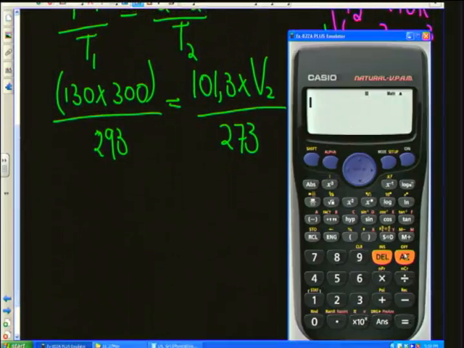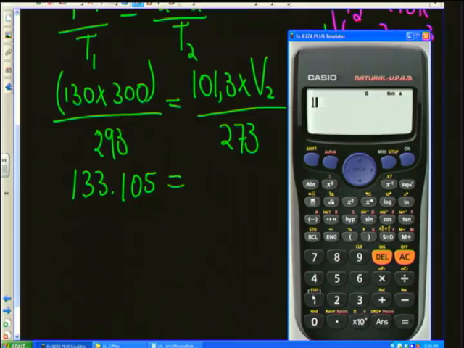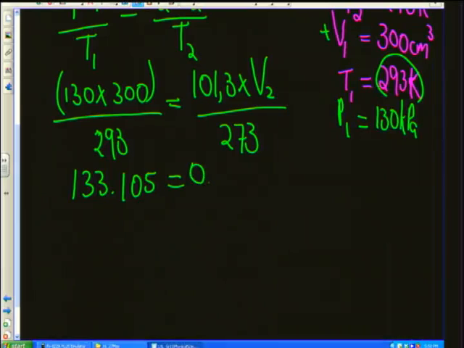Pretty much the same as what we have just done. So let's work it out now. Where is our calculator? You've got your 130 times 300 divided by 293, and let's get that value: 133,105. 133,105 will be equal to, this part here will be 101,3 divided by 273. And what will that be? 0,371 V2.